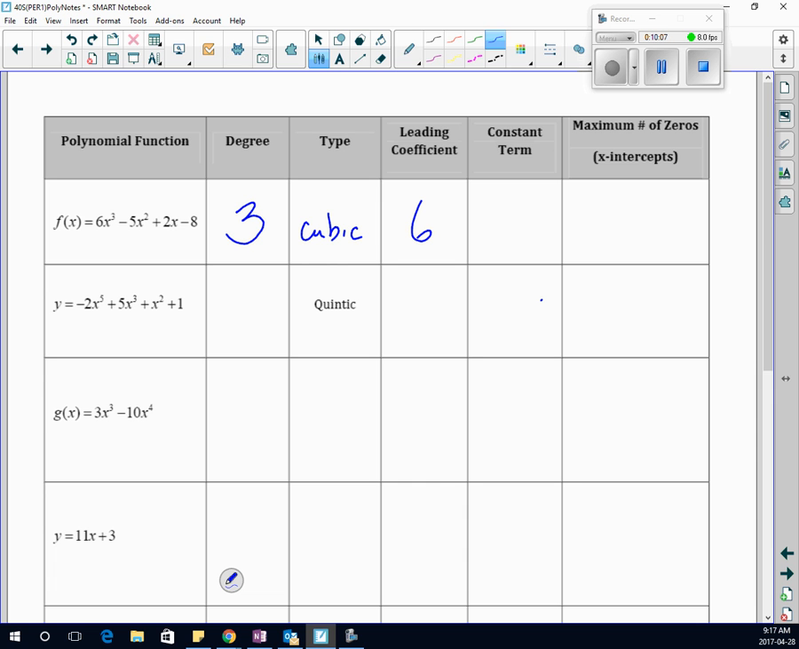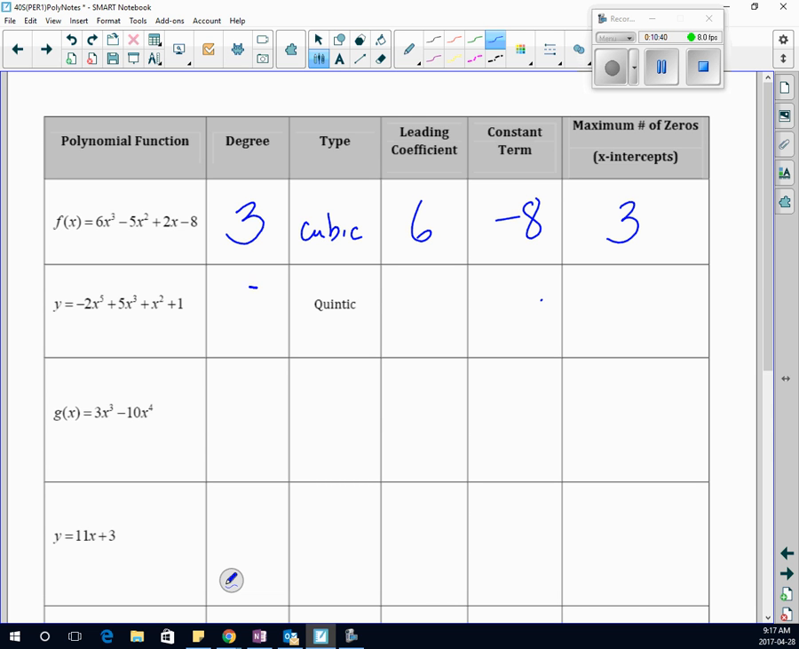No, odd looks like a line, so it's going to go like this, right? It's going to start down here and end up there, yes? What's my constant term? Negative 8. What's the maximum number of x-intercepts I could have with a cubic function? 3. Okay. What degree is this?